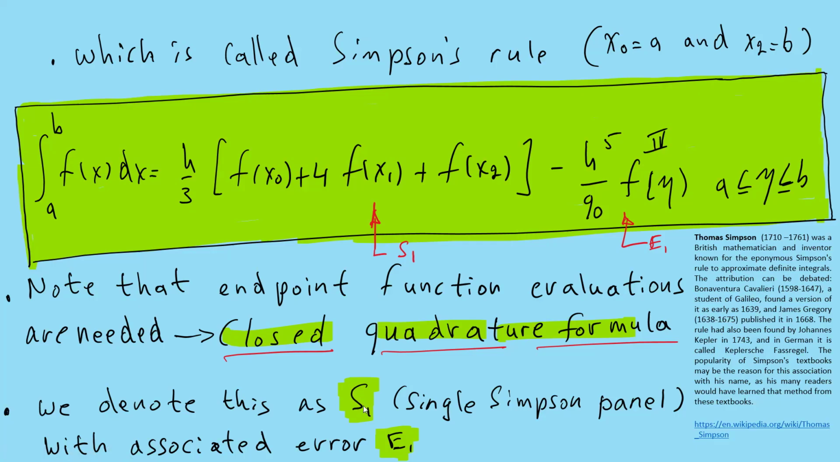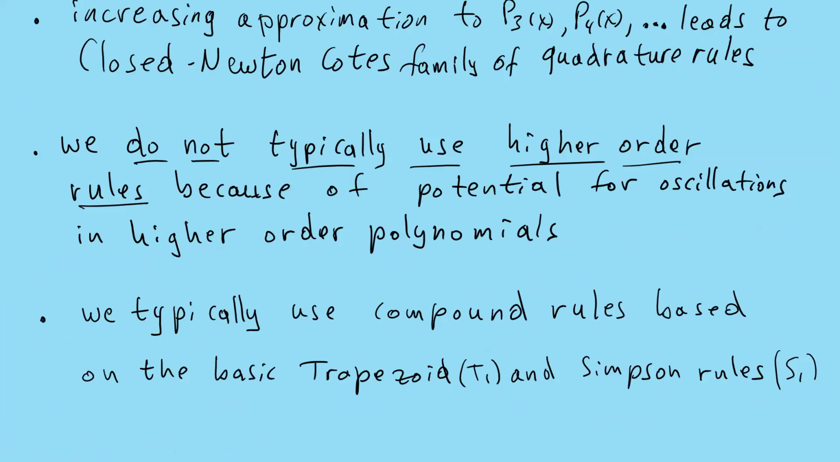S shows Simpson, and the 1 shows we have a single Simpson panel. We can increase the Lagrange interpolation order, cubic, order 4, and so on. And all of these methods are closed Newton-Cotes formulas, but we don't typically use the higher order rules because of the potential for oscillation in higher order polynomials.